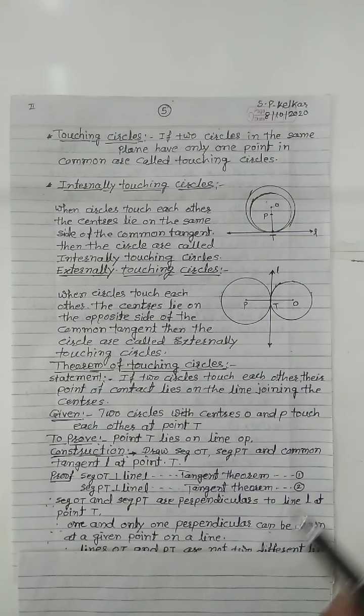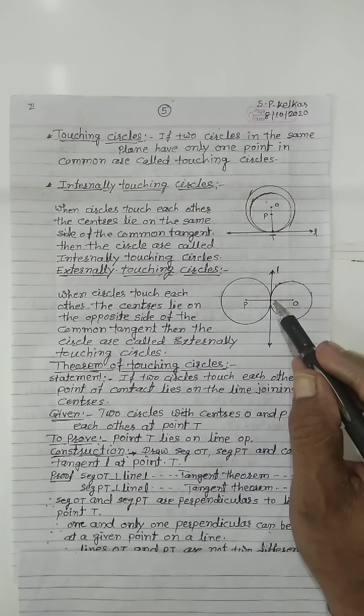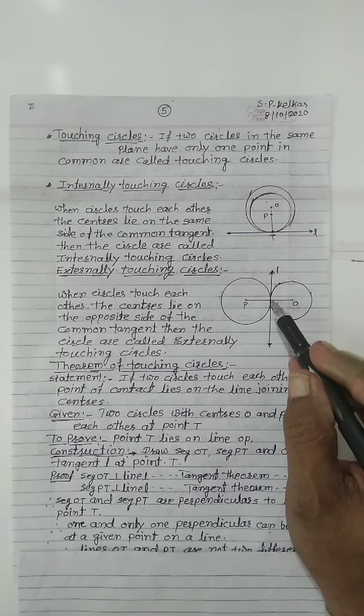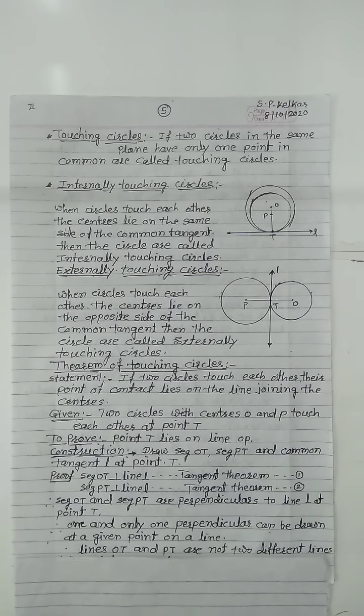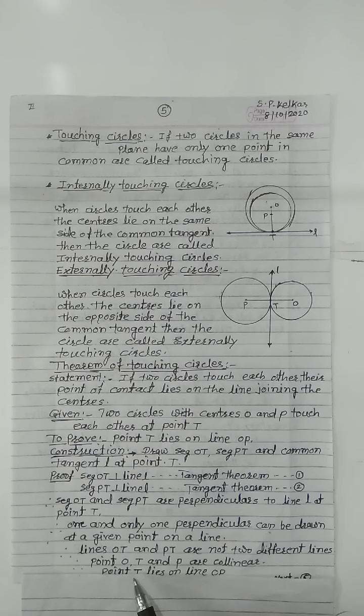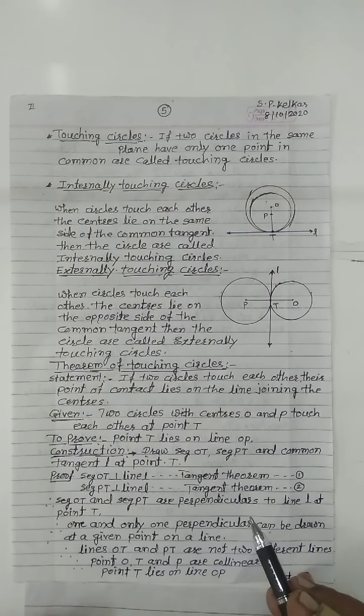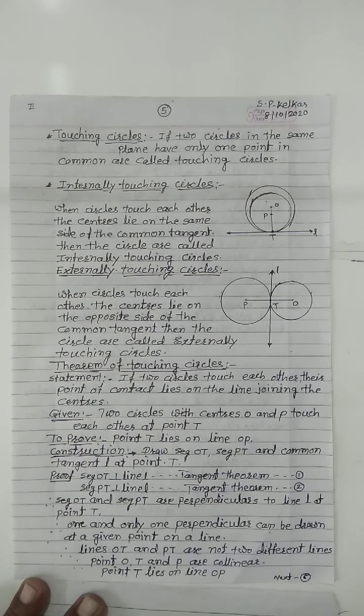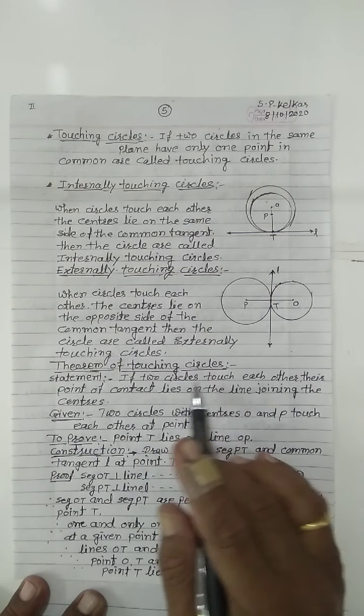Now we can draw one and only one perpendicular on the line at a given point. There is only one. Lines OT and PT are not two different lines. Points O, T and P are collinear. Point T lies on line OP. In this way, we can prove this theorem of touching circles.